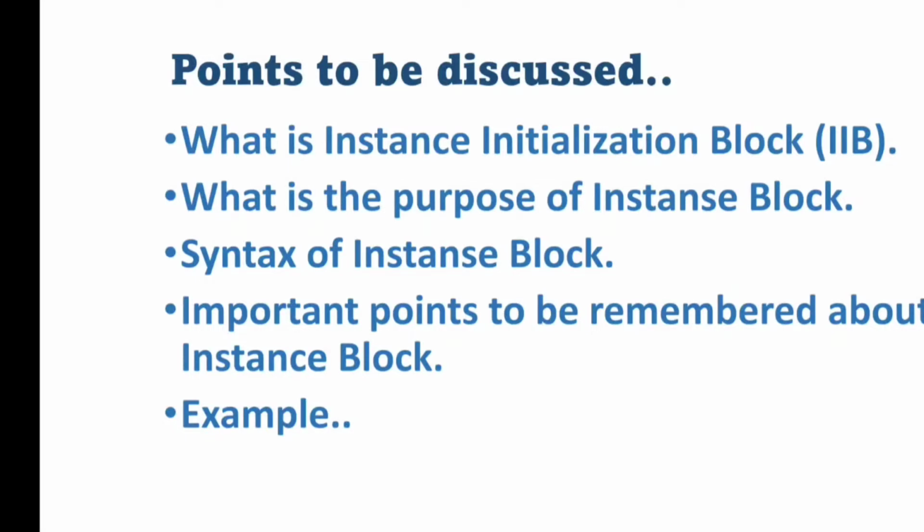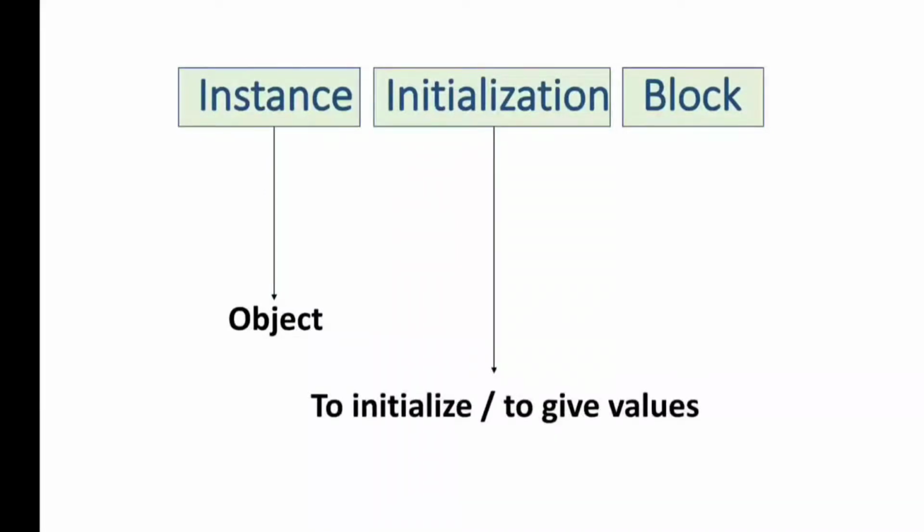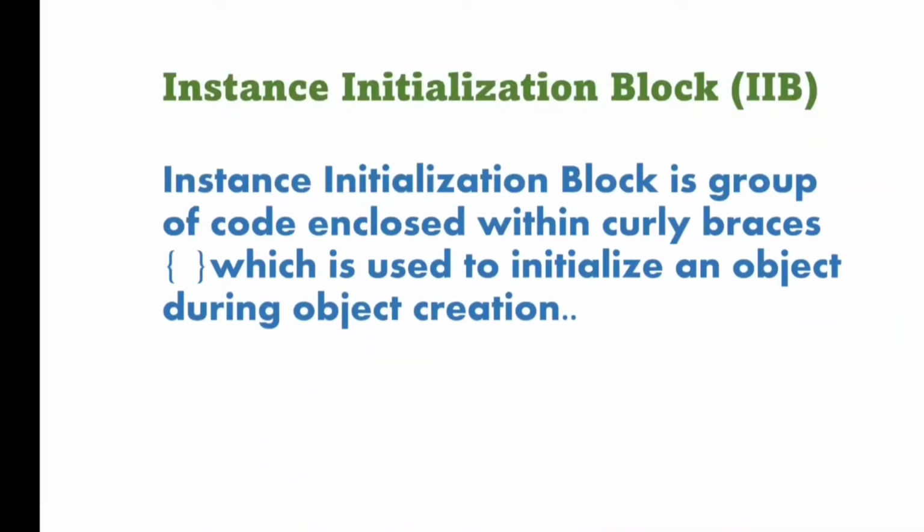So let's begin. Now see here, instance means object, right? Initialization means to initialize or to give values, and block means a group of statements, or we can say a group of code. So basically, instance initialization block is a group of code enclosed within curly braces which is used to initialize an object during object creation.